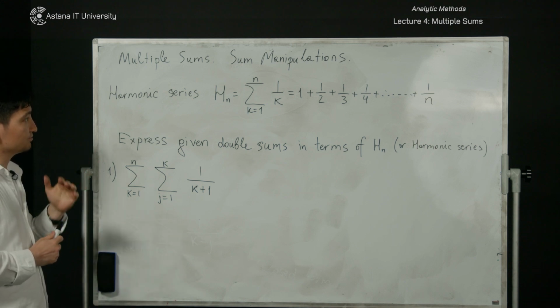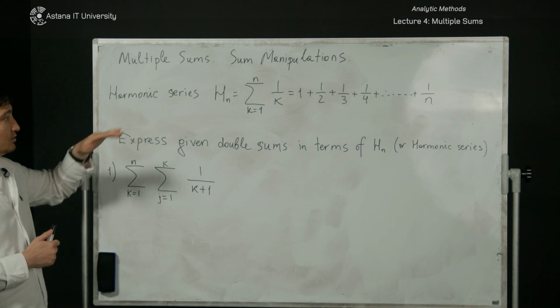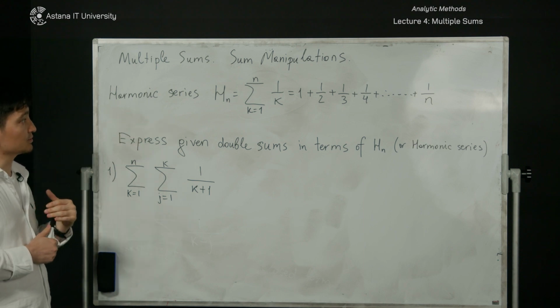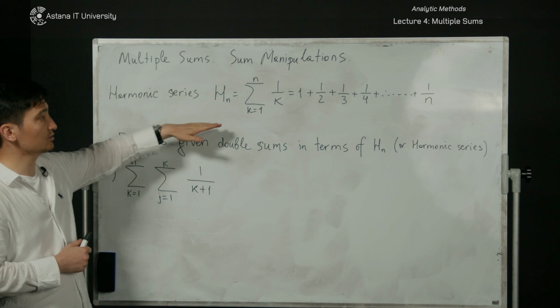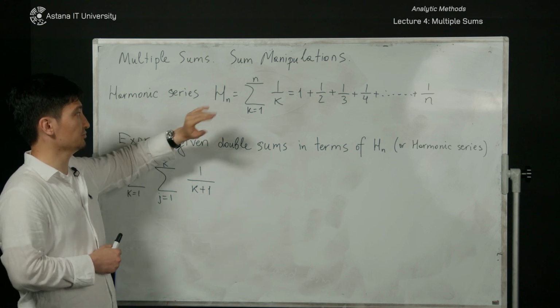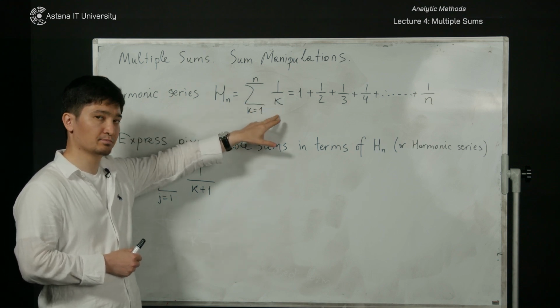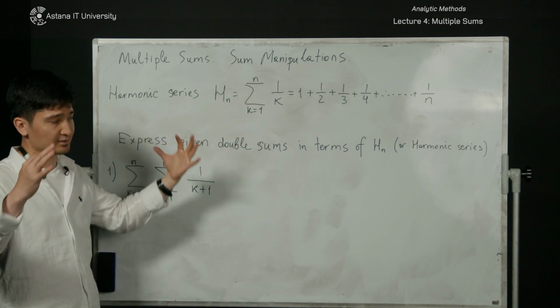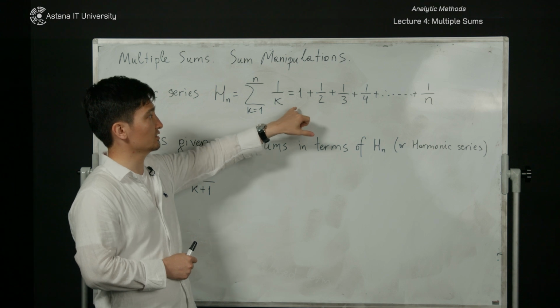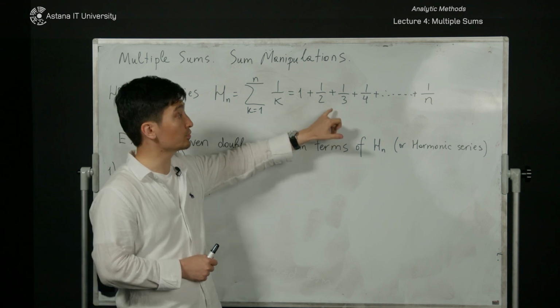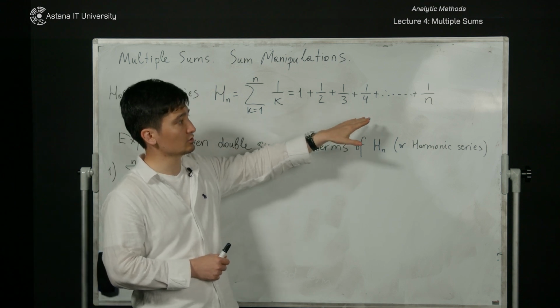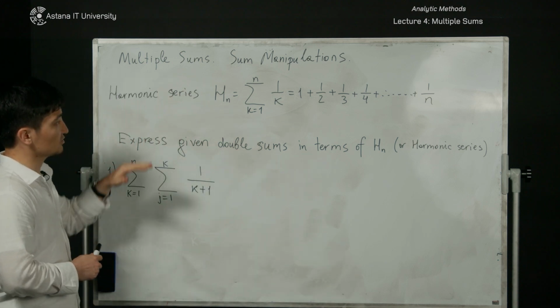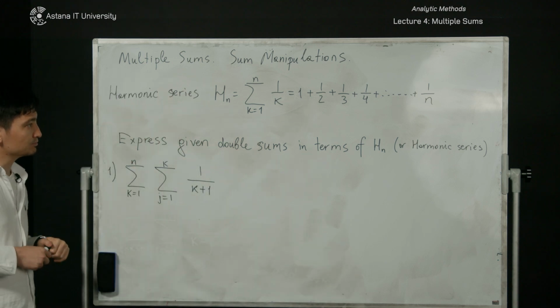So first of all, let's remember that the harmonic series is defined like this, right? Hn is the sum of 1 over k from 1 until n, right? So if you expand this sum, basically what you're going to get is 1 plus 1 over 2 plus 1 over 3 plus 1 over 4, and so on until 1 over n. So this is what we call the harmonic series.